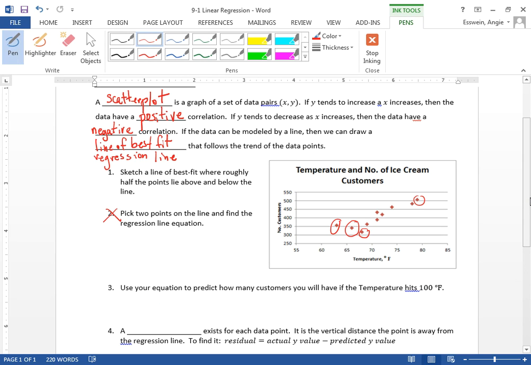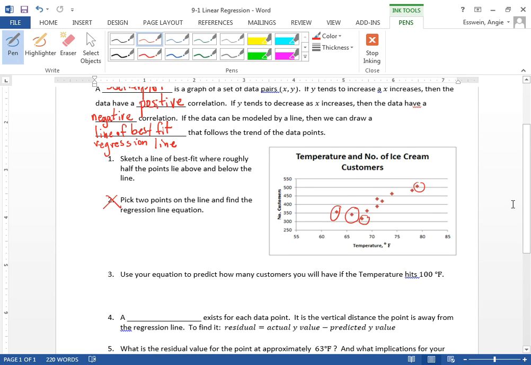We're going to use the calculator, and it will come up with what the regression equation is. I'll tell you it's going to be y equals 12x minus 456. And on the calculator, you could get decimals. They don't have to be integers at all.